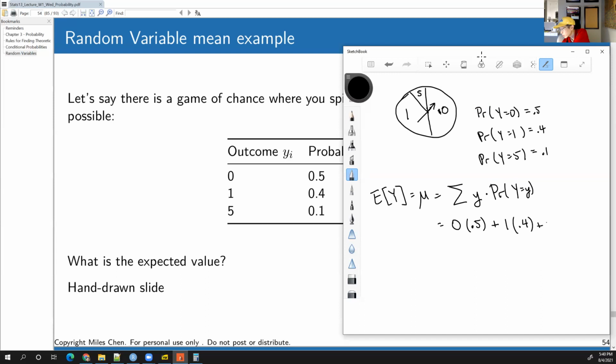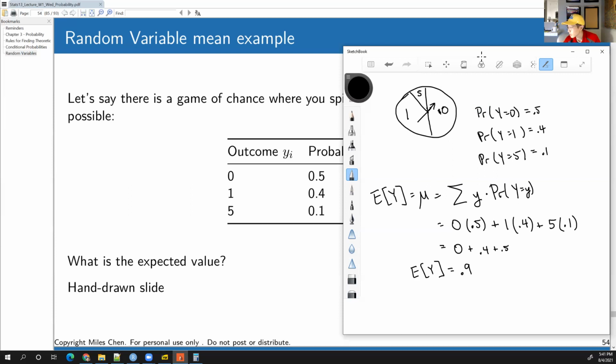Okay, and what's the last outcome? The last outcome I can get is 5. And what's the probability I get 5? That happens with probability of 0.1. Okay, all right, and so you multiply these out: 0 times whatever is 0. Here I get 0.4, and 5 times 0.1 is 0.5. And therefore, our expected value, or our mean, mu, is 0.9.